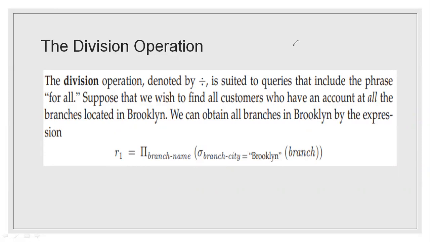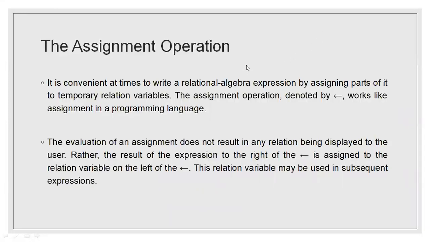Let us go to the next and last part, that is the assignment operation. Now sometimes we need to assign values to a particular thing. Then the assignment operation comes into the picture. It is convenient at times to write a relational algebra expression by assigning part of it to temporary relation variables. The assignment operation, denoted by an arrow, works like assignment in a programming language. So it is the same as in a programming language, but instead of the assignment statement equal to, here an arrow is used.